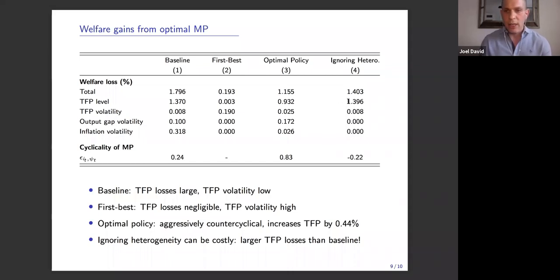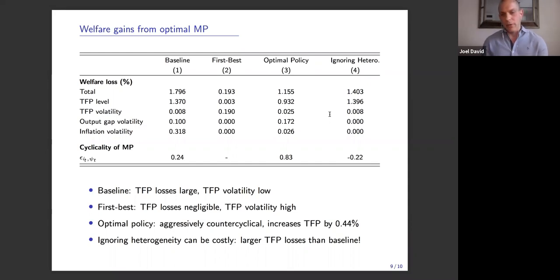Okay. So you can see that actually when the central bank sets policy to the optimum, ignoring heterogeneity, the losses from the level of TFP are slightly larger than just under a standard Taylor rule, meaning the level of TFP is slightly lower in column four than in column one.